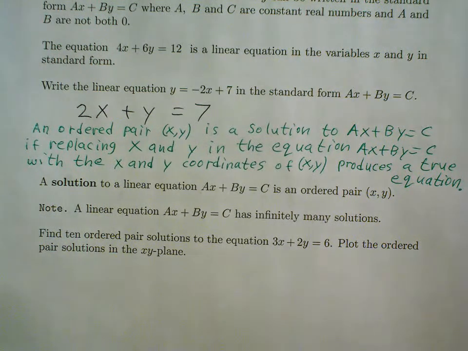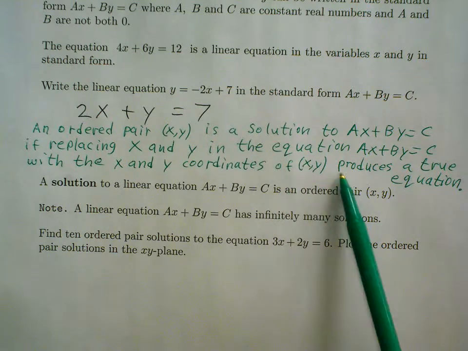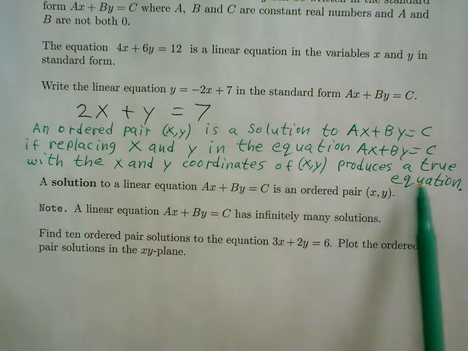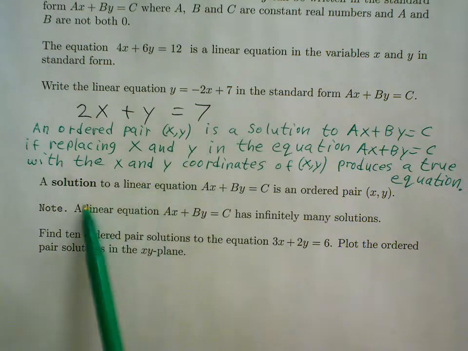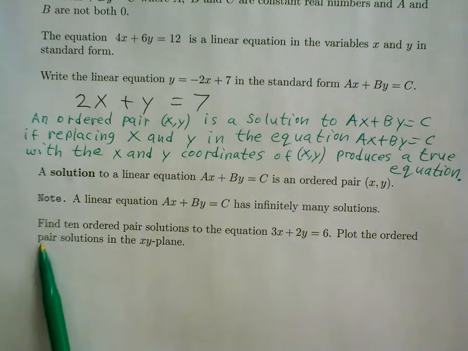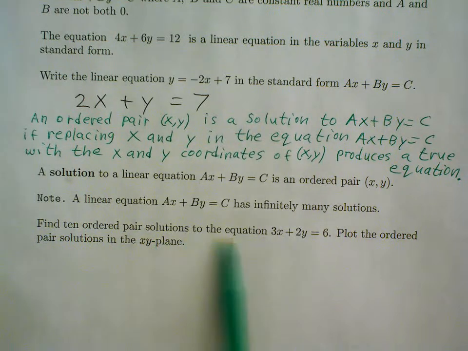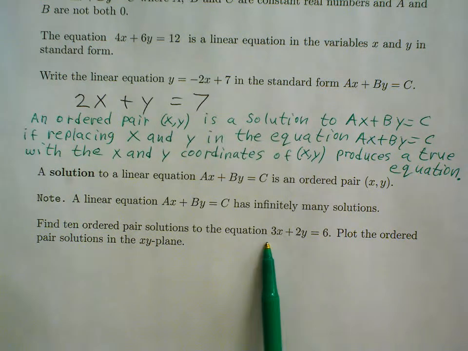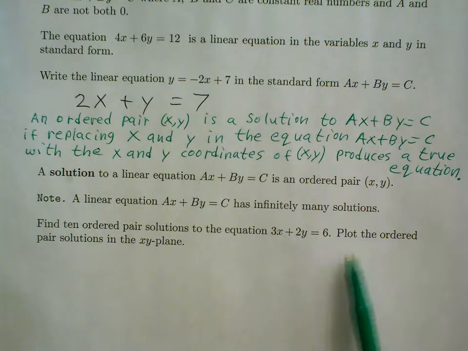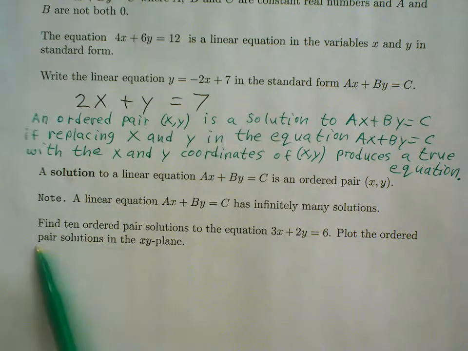well, you may have encountered linear equations before, and if you haven't, and if it's still a little bit murky, then when we start doing examples, it should clear up. Okay, so let's find 10 ordered pair solutions to the equation 3x plus 2y equals 6, and then afterwards we'll plot the ordered pairs in the xy plane.